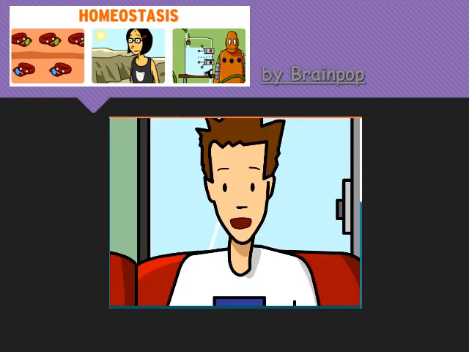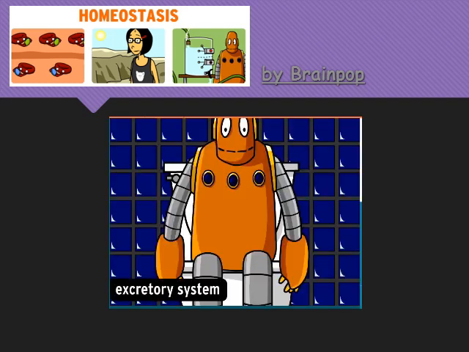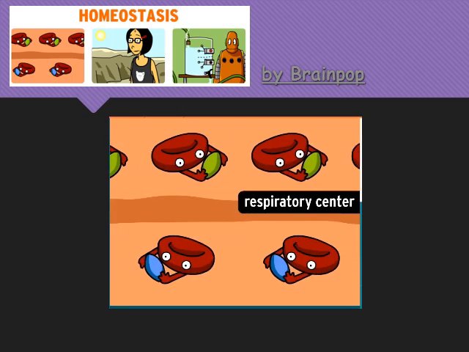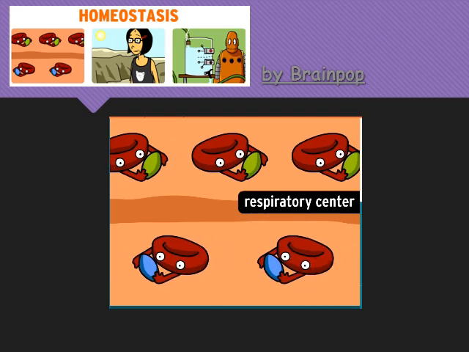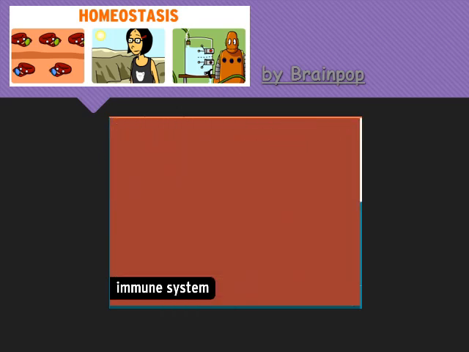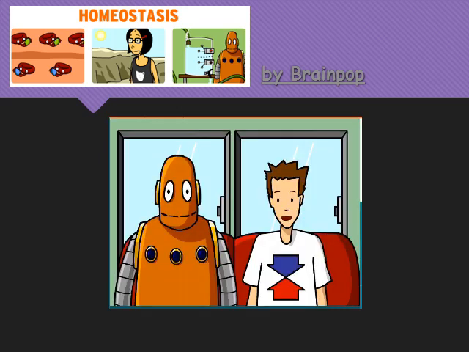But homeostasis isn't just about regulating body temperature. For example, your excretory organs get rid of chemical waste that's poisonous to your body. A part of your brain called the respiratory center makes sure that you have the right oxygen and carbon dioxide mix in your blood at all times. And your immune system defends you from invading viruses, bacteria, and allergens that don't belong in your body. Homeostasis ensures that the environment inside your body remains stable, no matter how crazy the outside world gets.